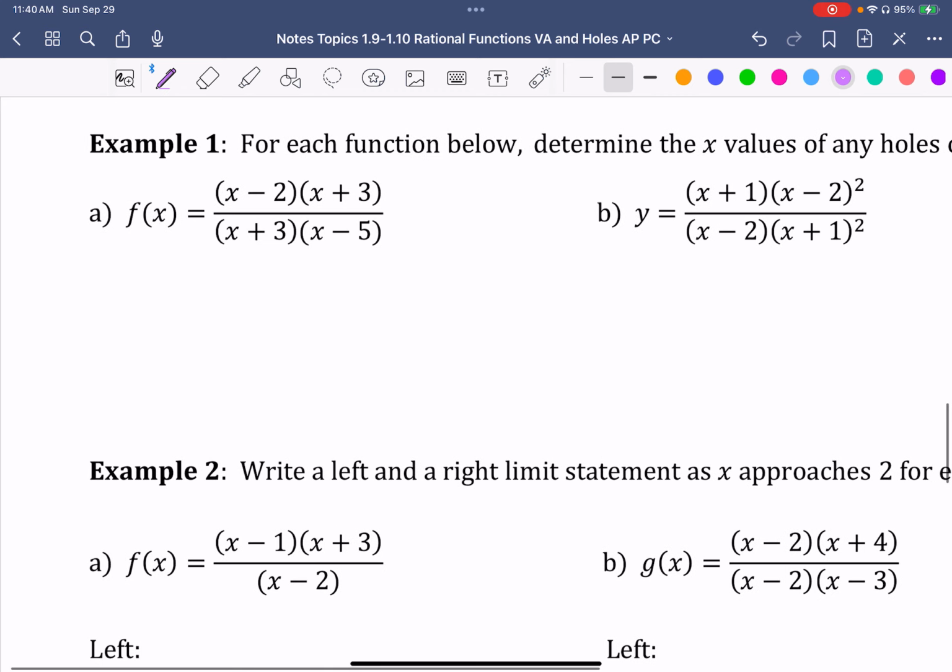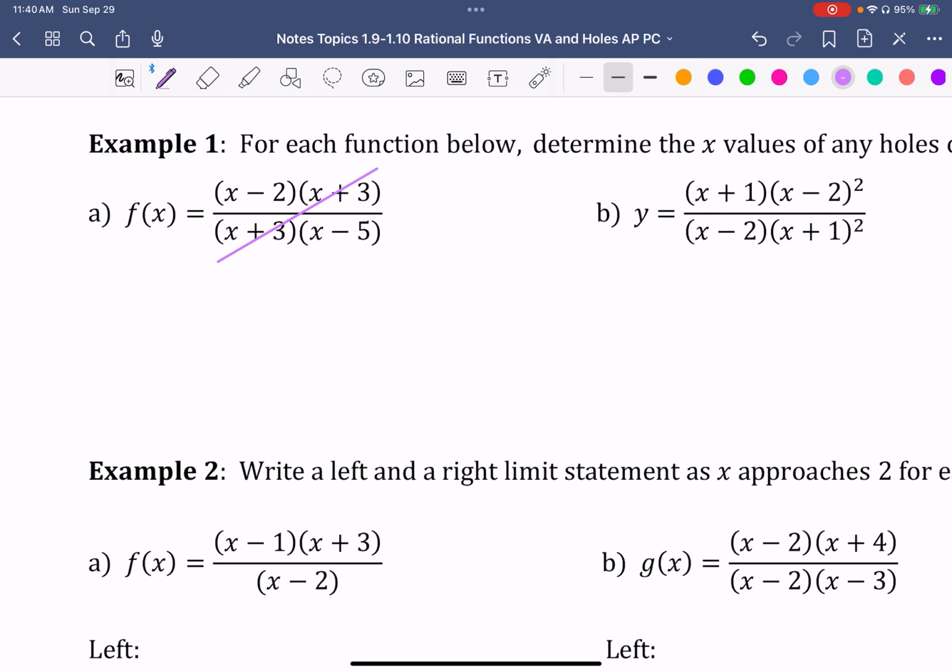Okay, starting with f of x, I see that there is a common factor of x plus 3 on both the numerator and the denominator. Anything that cancels out is your hole, and you set that factor equal to 0. So we have a hole at x equals -3. Now whatever is left over in the denominator would be the value of your vertical asymptote. Set the factor equal to 0, and we get a vertical asymptote at x equals +5.